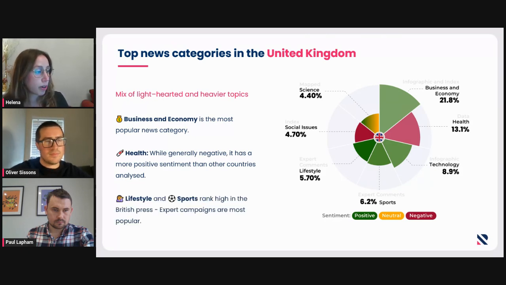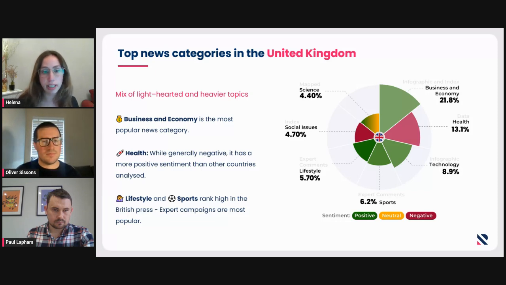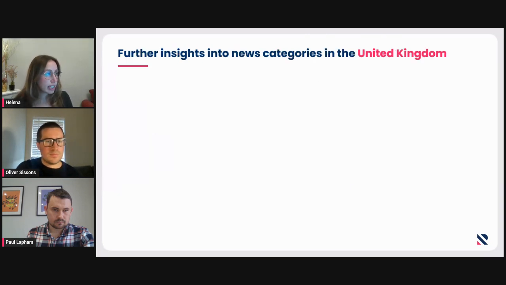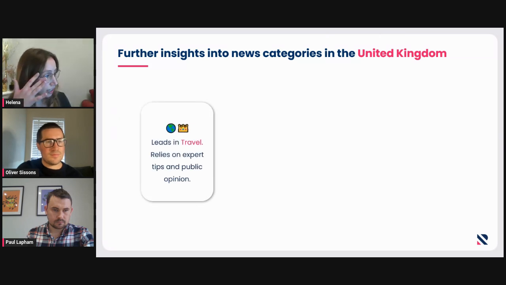And lifestyle and sports rank high in the British press, and the most popular campaign type is expert comments. So it shows here an opportunity for digital PRs to conduct interviews with players, giving comments or analyzing relevant topics or events. Some further insights into the news categories in the UK include that the British leads in travel, and the most popular campaign types are expert comment and surveys. So this specific news category relies a lot on expert tips and public opinion.